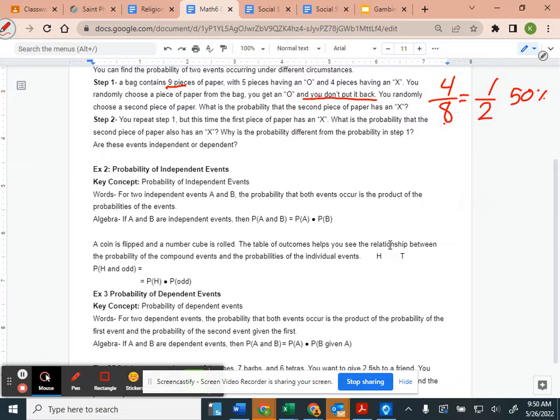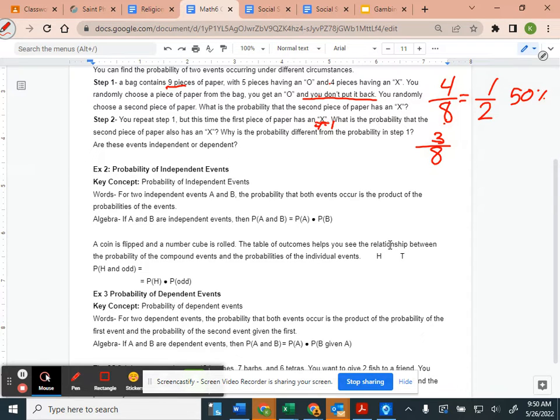Zoe? 3. Why 3? We had 4 X's to start with, and then we took 1 X out. So instead of having the 4, we had 4 minus that 1 that we took out. So now we're left with just 3 X's out of 8 pieces of paper because we didn't put it back.